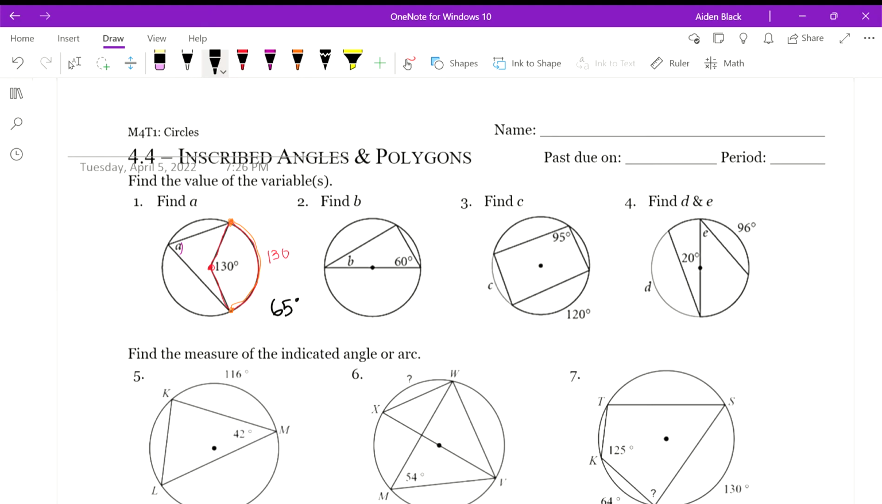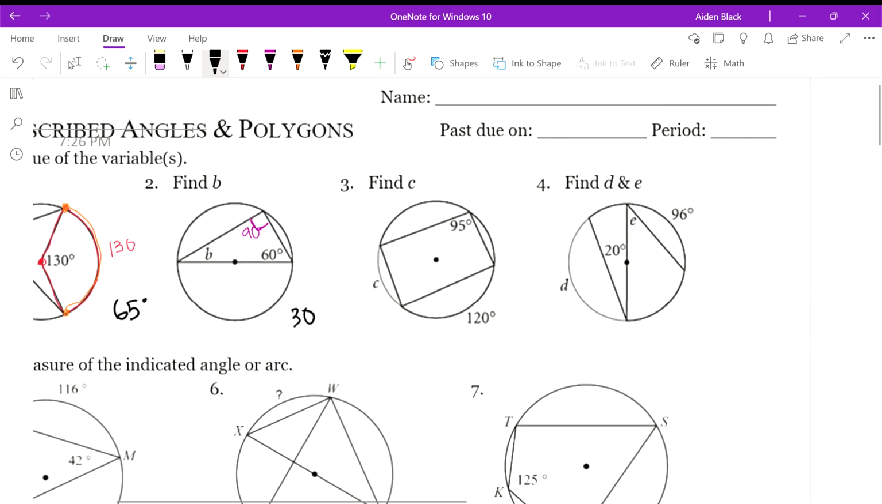Here we'll notice that this inscribed angle intercepts the arc that is the diameter. And since we know the diameter gives us 180 degrees, we know that this angle right here is actually a right angle, 90 degrees, right? 1/2 of 180 is 90. Therefore, we have two angles, 90 and 60, so we know that B is equal to 30.